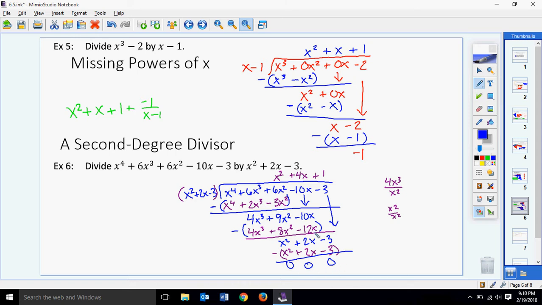So when my remainder is 0, when there's nothing there, that means it is being divided evenly. Okay, so this big long polynomial divided by x squared plus 2x minus 3 goes in evenly. And my answer is just my quotient. There is no remainder.